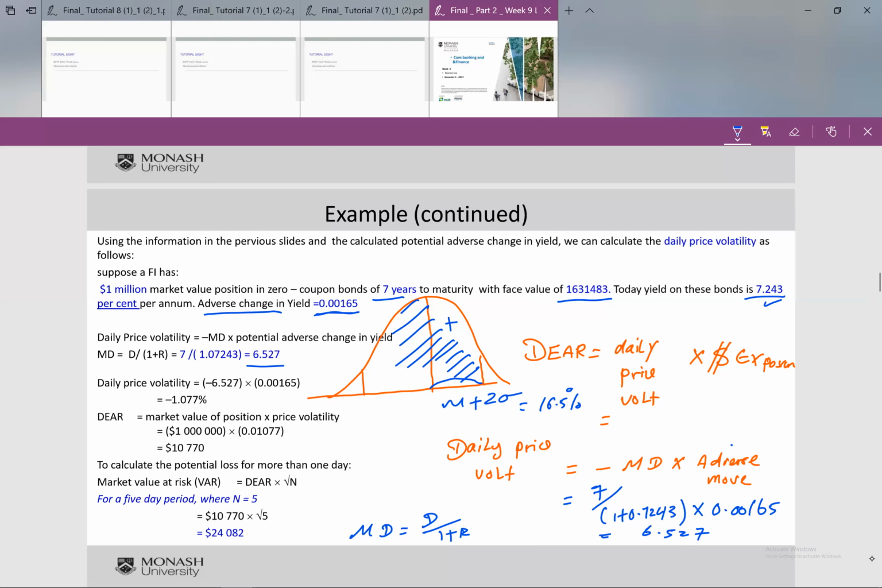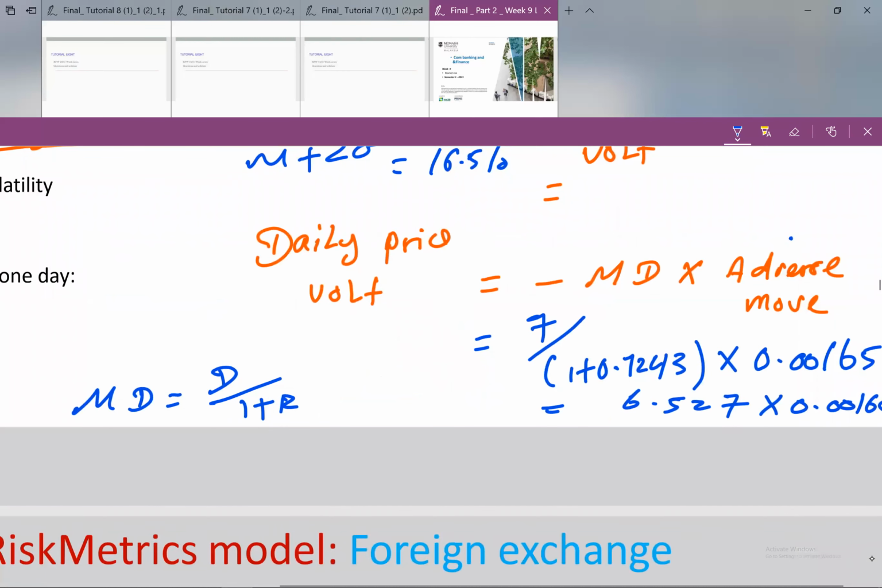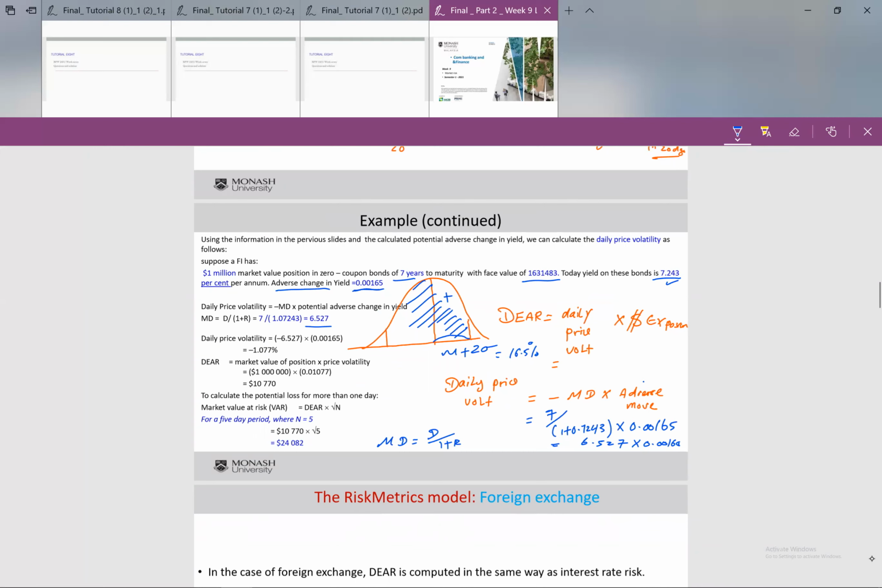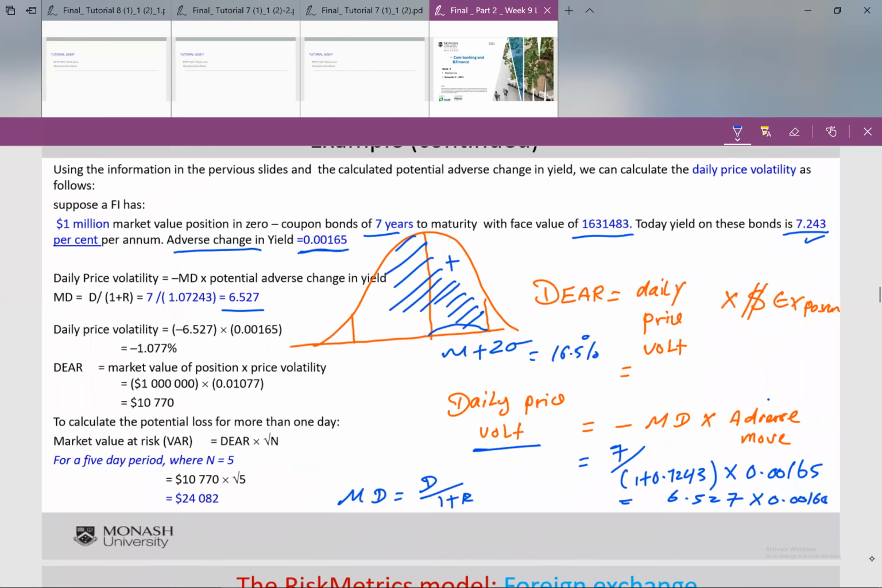Now I already calculated the durations times, and now I'm in a position to calculate the DIR. So the daily price volatility is this one, and now I can calculate the DIR. I only need to take the market value of the position times the price volatility. This is the price volatility, which I calculated to be, as you can see here, 1077%, this number.